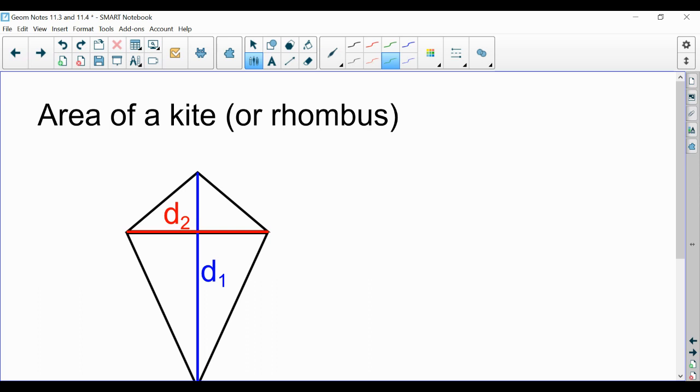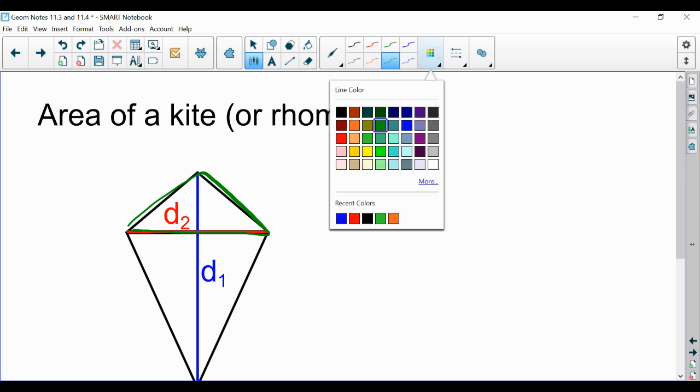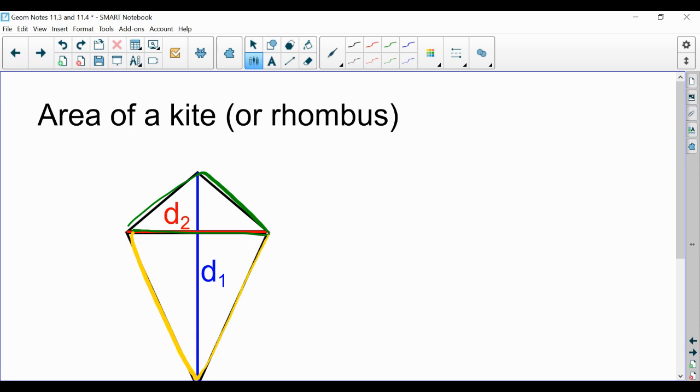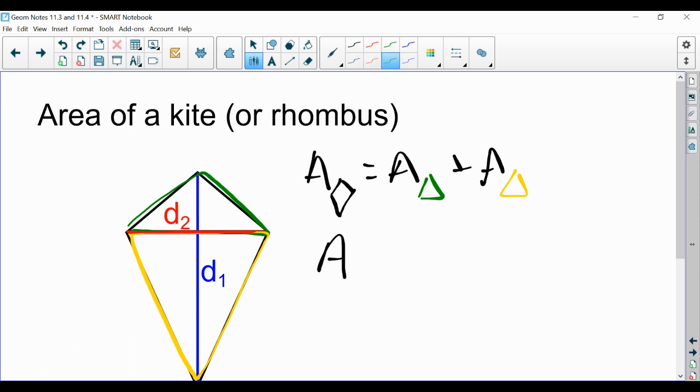Well, I'm going to break this shape up into two triangles. The smaller triangle on top that I will put in green, and the triangle on the bottom, which I'll put in a school bus yellow kind of color. Okay, and we're going to find the area of those two triangles and add them together. Now, for both of those triangles, they have a common base, and that is D2. So let me just write out what I want to do here. The area of the kite is equal to the area of the green triangle plus the area of the school bus yellow triangle. And so let's start by finding the area of the green triangle.